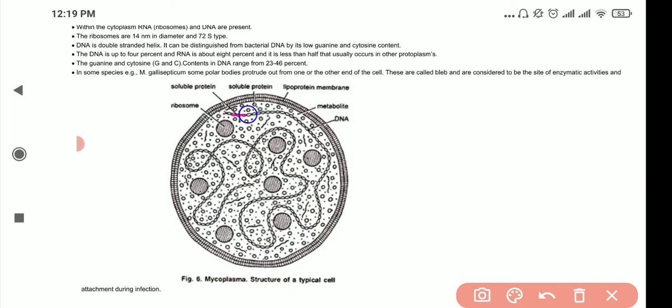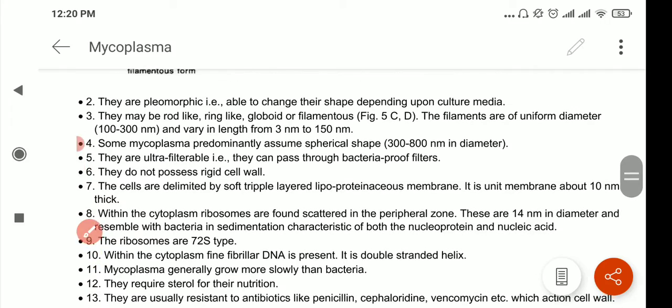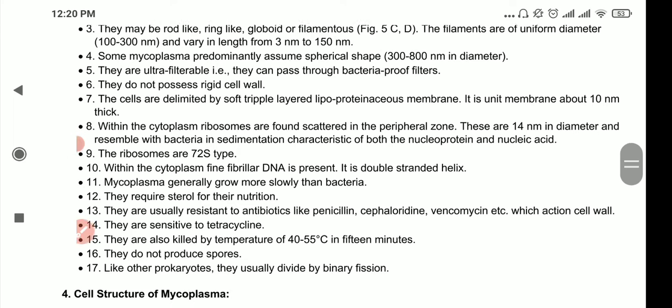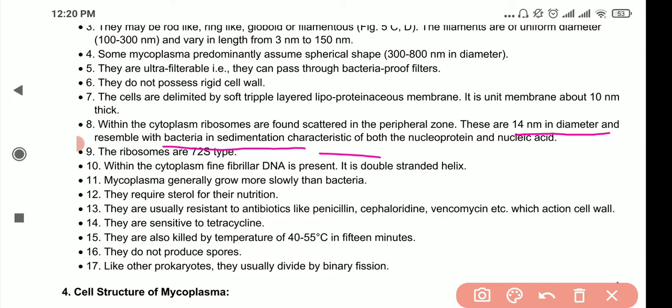Then you are finding some DNA material. Obviously there should be DNA, otherwise how could they replicate? Then there are some soluble proteins and some metabolites. Now let us see what they have written. So the ribosomes are 14 nanometer in diameter. Here I'm reading, and they resemble the bacteria in sedimentation characteristic.